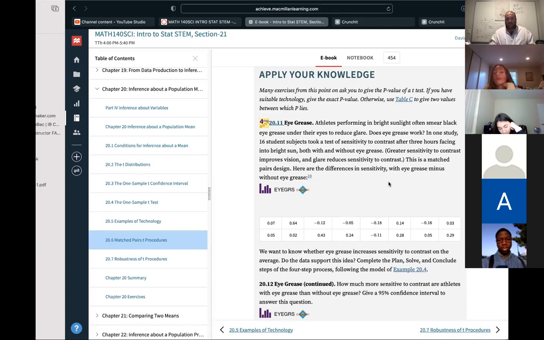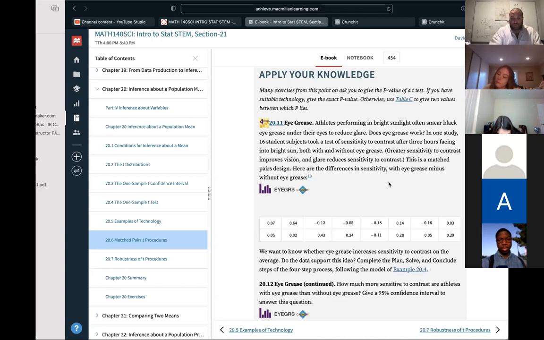Greater sensitivity to contrast improves vision, and glare reduces sensitivity to contrast. So this thing, sensitivity to contrast, essentially the more glare, the lower that is. So this is a matched pairs design because the same people are before and after. They've already for us calculated the differences with eye grease minus without eye grease, with minus without. And we have the results here, 16 data points. And we want to know whether eye grease increases sensitivity to contrast on the average.